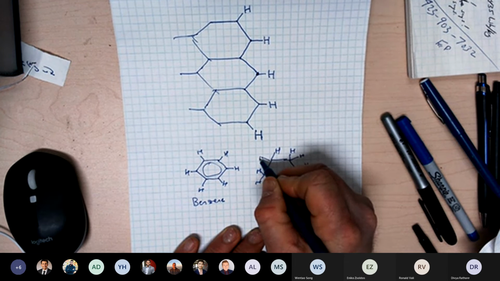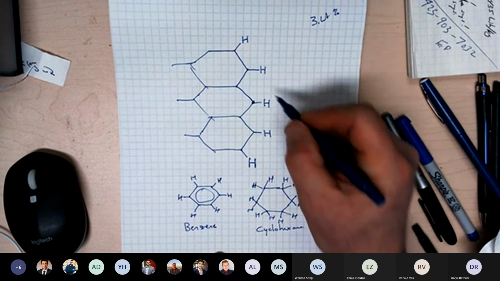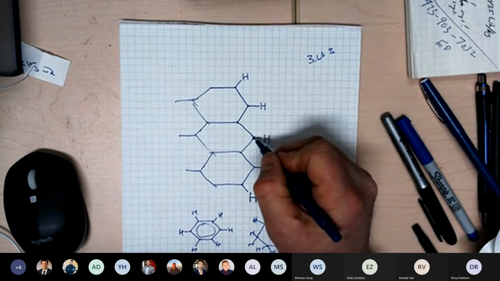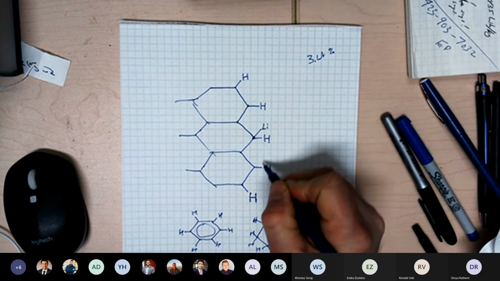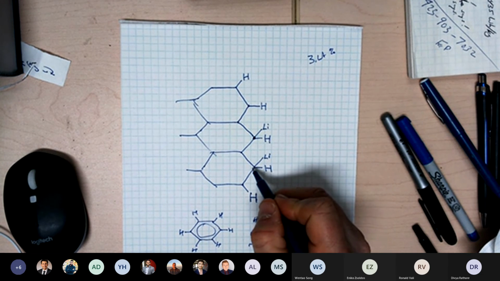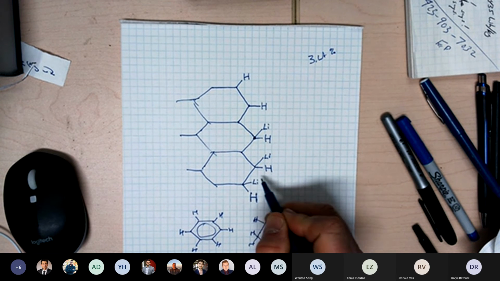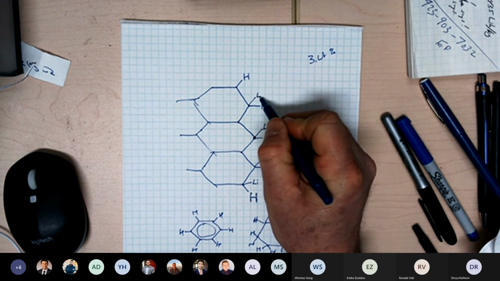So the belief is that this extra lithium comes along and binds next to the hydrogen at the edge. And the carbons at the edge move from sp2 bonded configuration to sp3 bonded configuration.